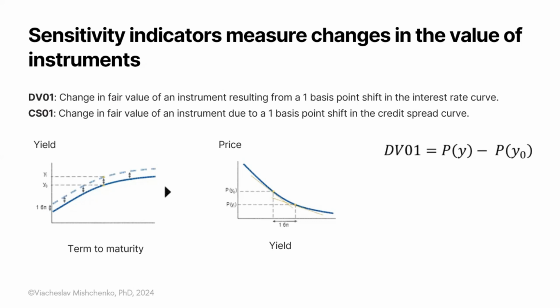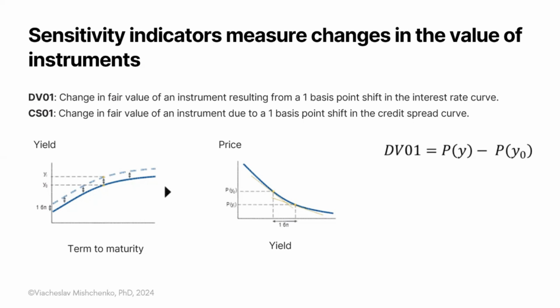So on the other hand, the CS01 does the same for the credit spreads. So what is the value? It shows what is the value change in our, for example, equity or fixed income portfolio, if the credit spread in the market changes for 1 basis point.